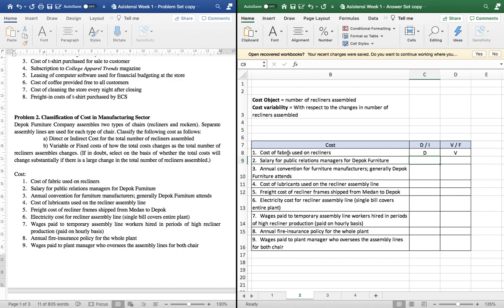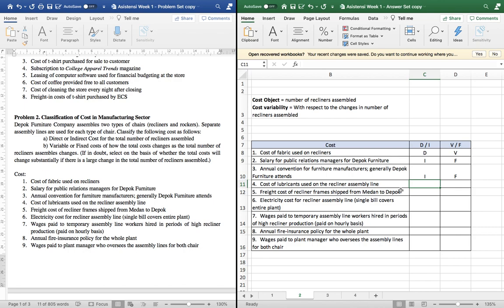And for the second one, salary for public relations managers for Depok Furniture, because this is a plant-wide cost, we classify it as indirect cost and fixed. Annual convention furniture manufacturers, generally Depok Furniture attends. It's also indirect because it's a plant-wide cost and it's fixed.